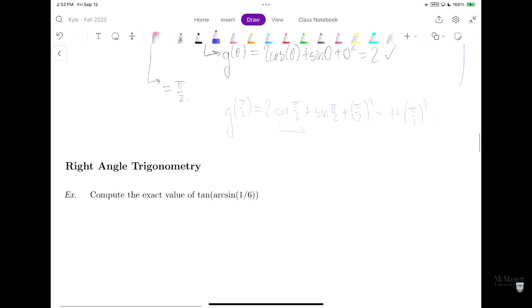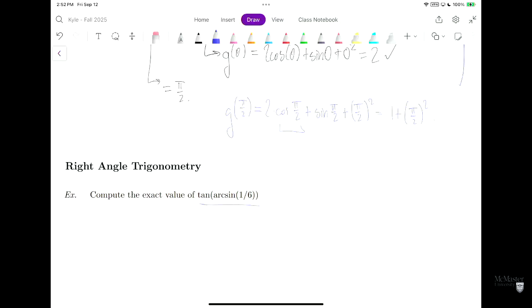Okay, right-angled trigonometry. This is going to be similar to a question that we found on child math. Has anyone tried plugging this value straight into your calculator? Who put this into your calculator and then put that as the answer? Did that work? Okay. The reason why is because we want the exact value of tan of arc sine of 1 over 6.